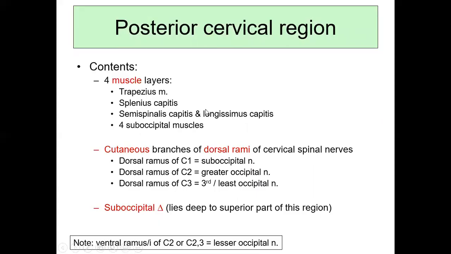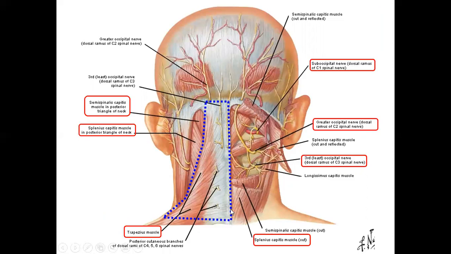Okay, this is the posterior cervical region. So just now I have mentioned all the muscles there. If you see here, this is the semispinalis capitis muscle. This is the splenius capitis muscle. You can see this muscle clearly whenever you remove the trapezius muscle. And then to see the deep muscle, you have to remove these 2 muscles, and then you can see the other muscles there.